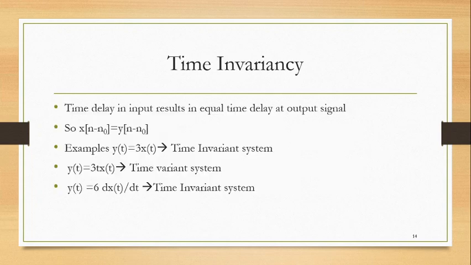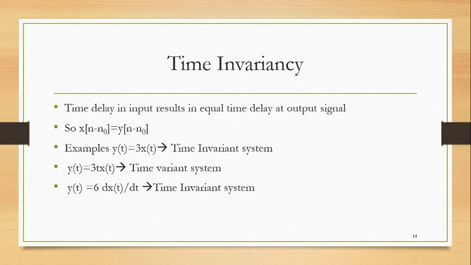Fine. And the final property is time invariancy. What do you mean by a time invariant system? If we produce a certain delay in the input of a signal, and the same amount of delay is produced at the output of the signal, we say that the system is time invariant. Fine. Which means that the time shift in input is equal to the time shift in output. Then we say that the system is time invariant. So the time delay in input is equal to the time delay in output.